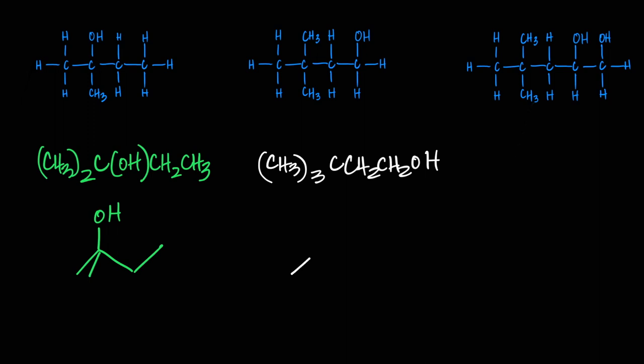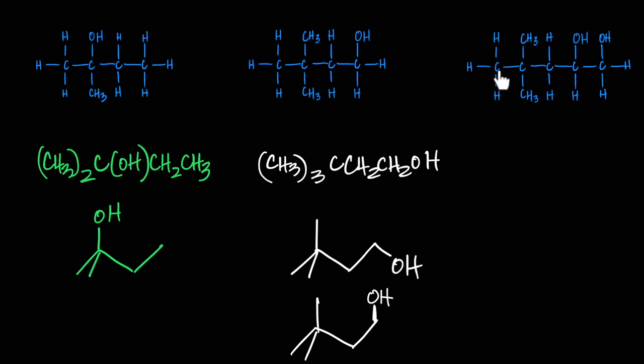Oh, this one's going to be nice. 1, 2, 3, 4. The second one has two CH3s. The last one has two OHs. You can draw it like that. You could also draw it like this, 1, 2, 3, 4, and the last one has an OH like this. You can point it upwards also if you like. Either one of them is correct.